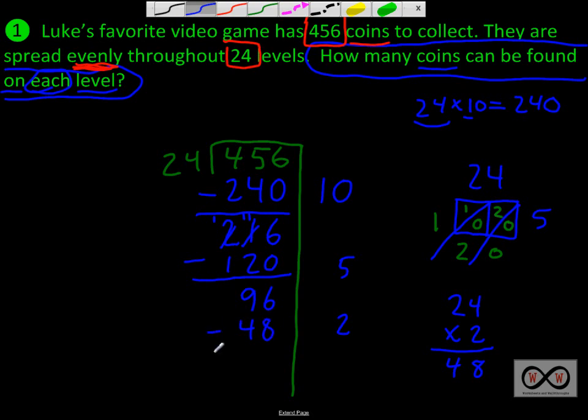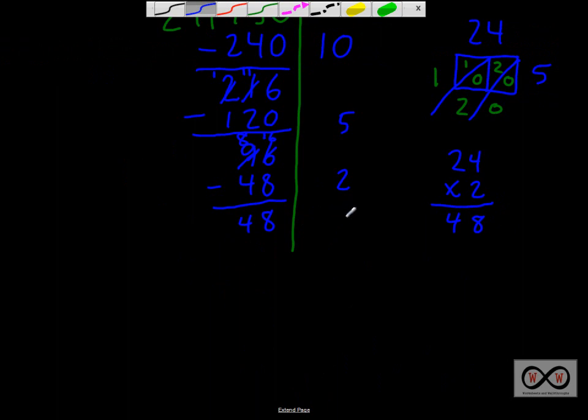We'll subtract. 6 minus 8, can't do it. You need to borrow from the 9 next door. That becomes 8, becomes 16. 16 minus 8 equals 8. 8 minus 4 equals 4. Well, look at that. We have 48 remaining. Well, we've already seen that 24 times 2 equals 48, so we've already done the work for ourselves. So we can continue with that.